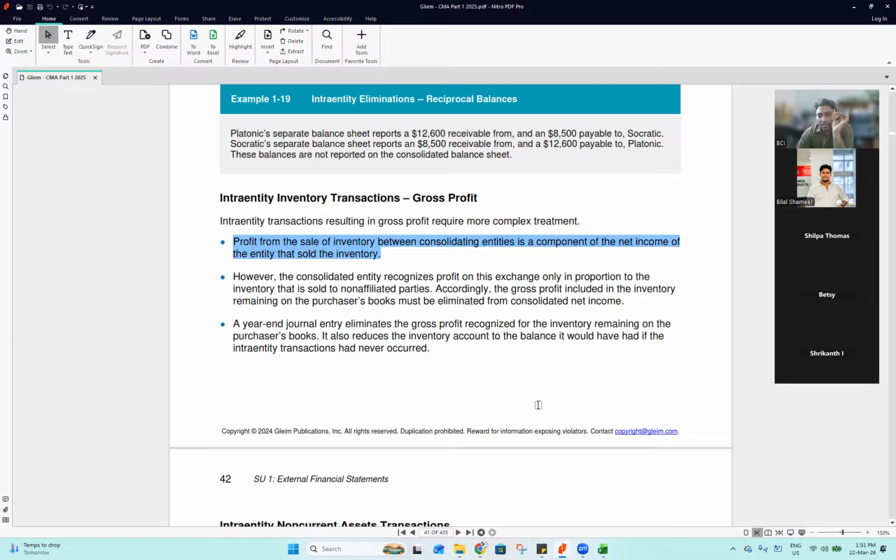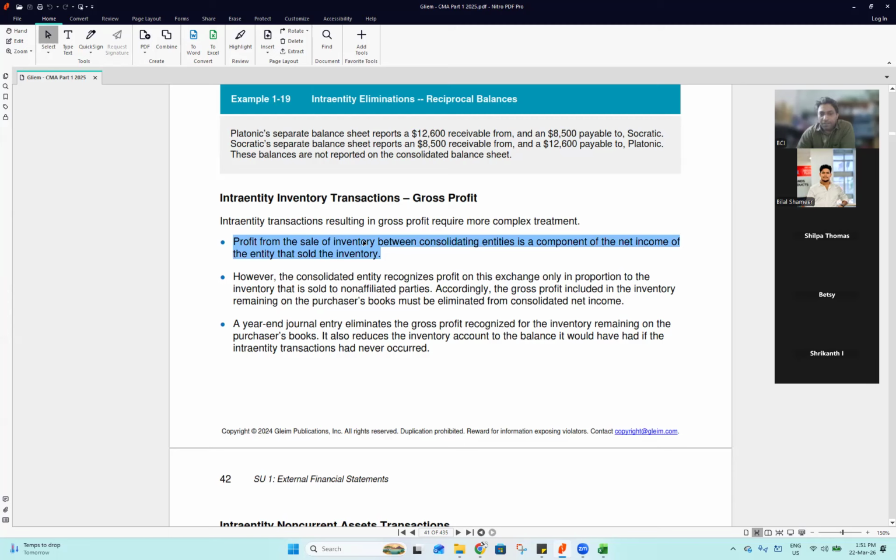But in this case, the stock is still there. So what happened here? Simply, I made 1 dirham into 100 dirhams. So it will manipulate the users, right? That is why we are eliminating that profit element. Because they are parent and subsidiary, they can sell at any price they want to show profitability. Clear?